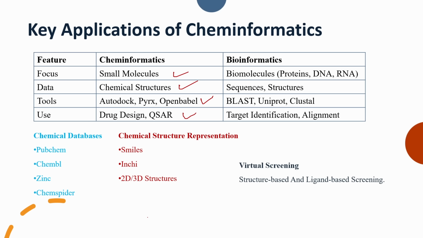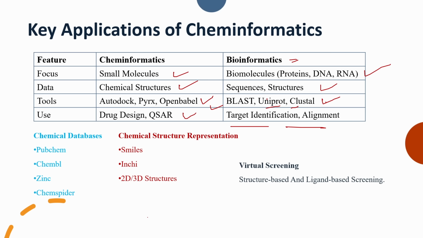And there is another field, bioinformatics. In bioinformatics, the main focus is on DNA and RNA sequencing and biomolecules. We find the sequence, changes in the sequence, and the structures. We use advanced tools such as BLAST, UniProt and Clustal. Just as here we use AutoDock Tools and PyRx, in bioinformatics we use these tools. The uses are target identification and alignment of the target.